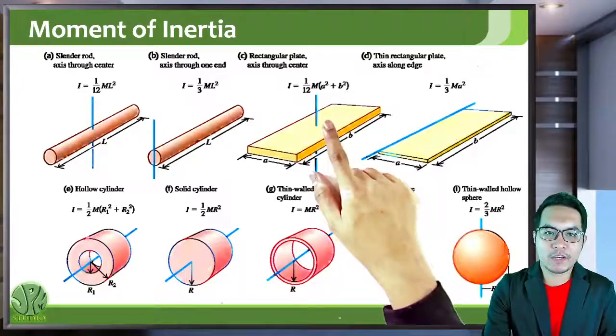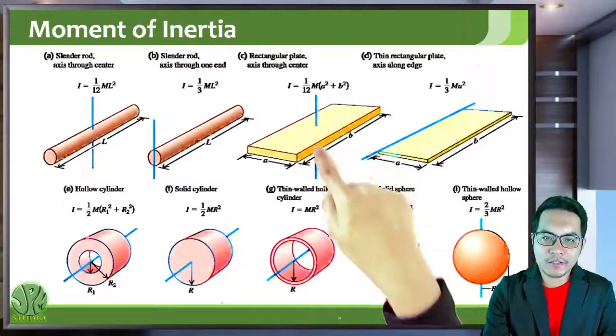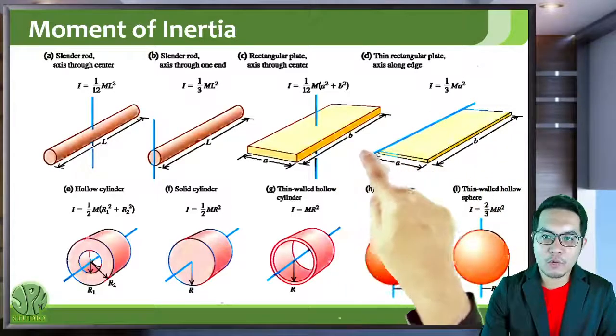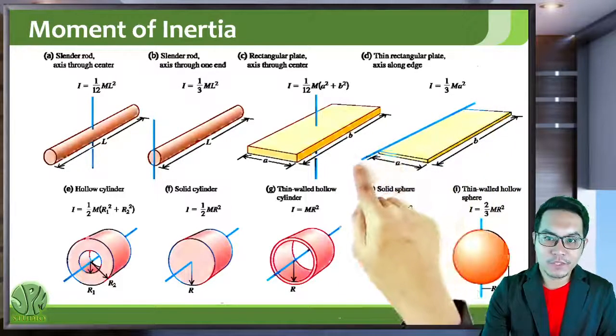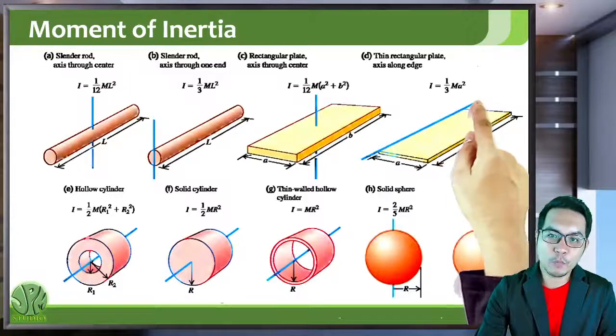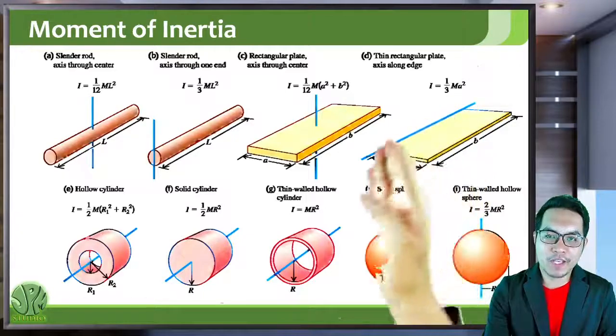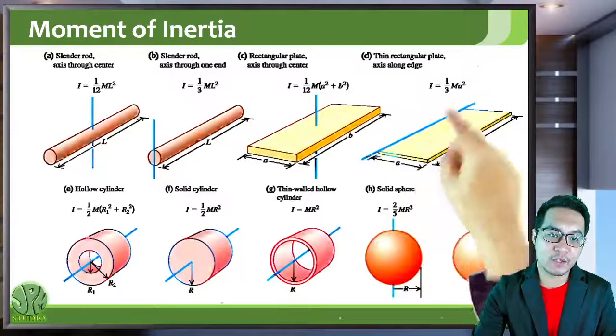So here is for a thin rectangular plate rotated along one edge, say a door. You open a door, so the scenario is something like this. You are rotating with respect to the edge of the door, where the hinges of the door are located.